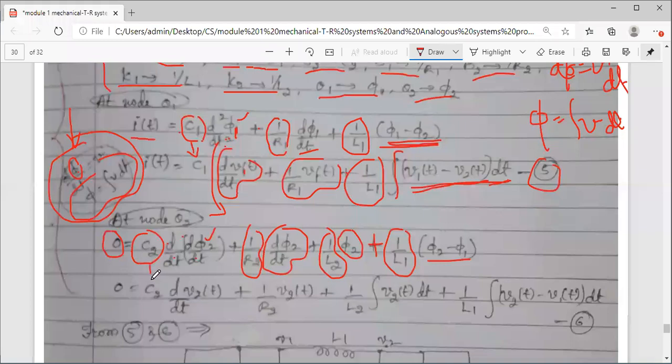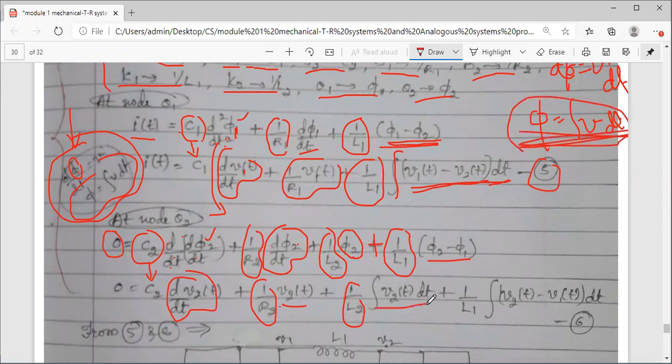I can make C2 as it is, d by dt of d phi by dt, which is voltage. I have replaced it with V2. 1 by R2, d phi by dt is V2, that is voltage. Subscript is 2, hence V2, plus 1 by L2. Phi can be given as integration of V dt. So I have written that V dt plus 1 by L1 integration of the difference, phi 2 minus phi 1. So V2 minus V1, that is integration of V2 minus V1 over dt. So I have further reduced it.